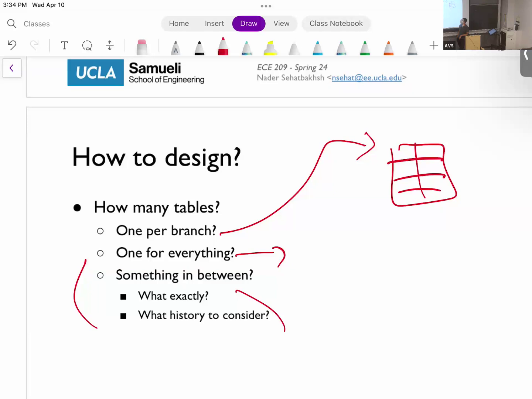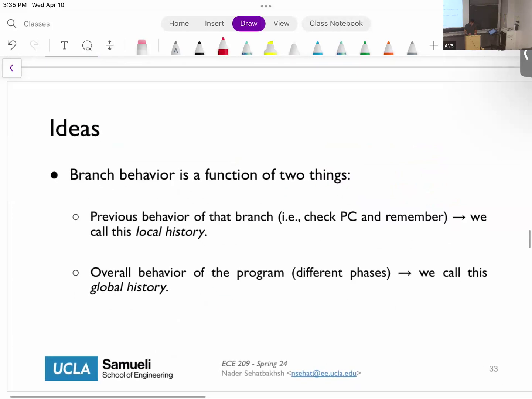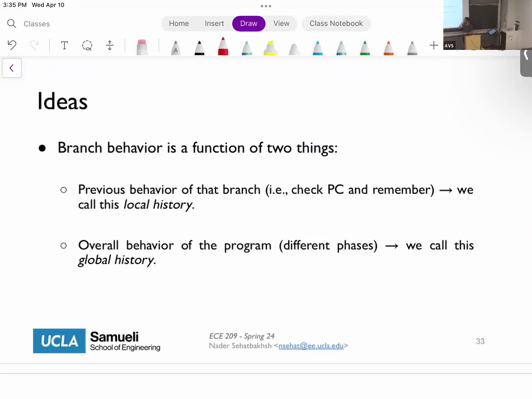So what do you think we should use as the history? What do you think we should be doing for the prediction? So here are the two things that we need to do, and people do. The first thing is you should use the previous history of that particular branch, okay? If we see this branch multiple times, maybe we can remember its history. And this is what we call the local history.